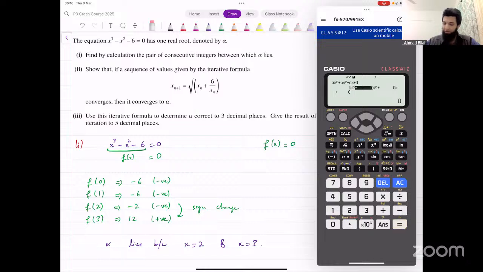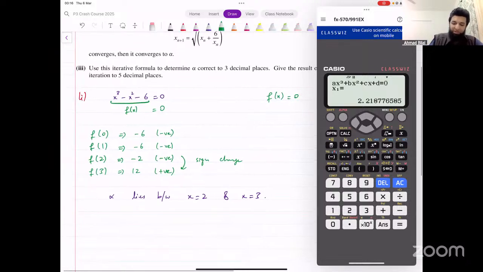1, -1. X coefficient is missing, so that should be 0. And then the constant term is, okay, I'm sorry, I missed that. 1, minus 1, and the constant term is -6. See what solution you get from this. You're getting 2.218. That lies between 2 and 3. So you know that the answer is 2 point something.